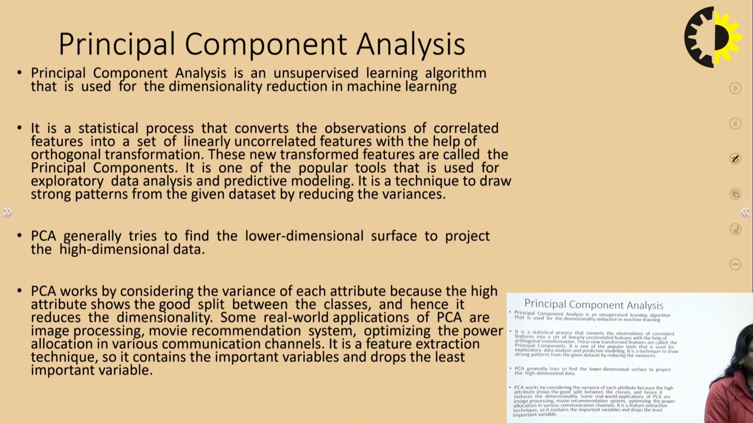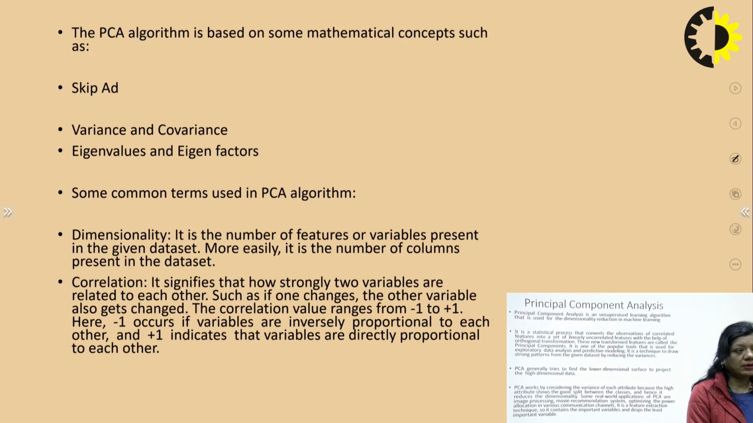So PCA generally tries to find a lower dimensional surface to project the high dimensional data, and PCA works by considering the variance of each attribute, because a high-variance attribute shows a good split between the classes and hence it reduces the dimensionality. Some real world applications of PCA are image processing, movie recommendation systems, and optimizing the power allocation in various communication channels. It is a feature extraction technique, so it keeps the important variables and drops the least important variables.